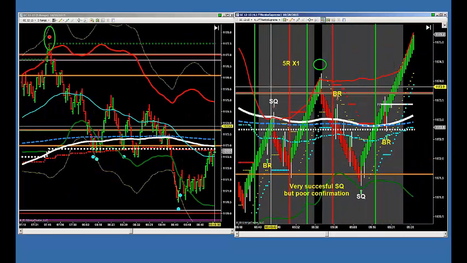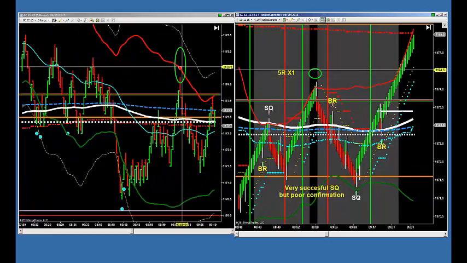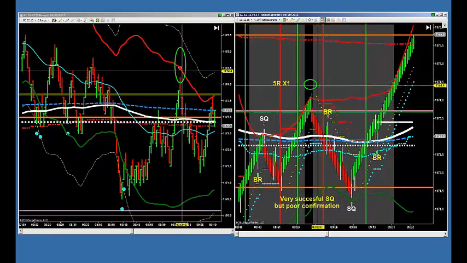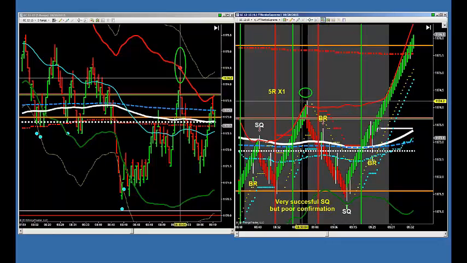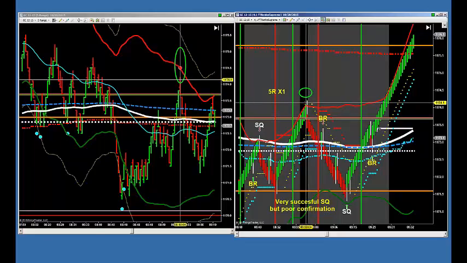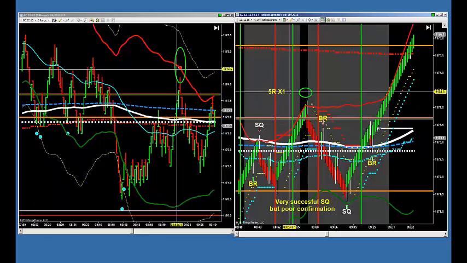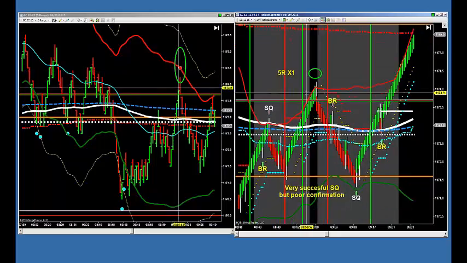Moving along, and there we've got our X1 signal. Notice we don't have an SQ, because we're just 1 bar from being in a squeeze. I just wanted to point that out. Are you going to take some X1 signals that don't have SQs? I will tell you, I tend to do that.